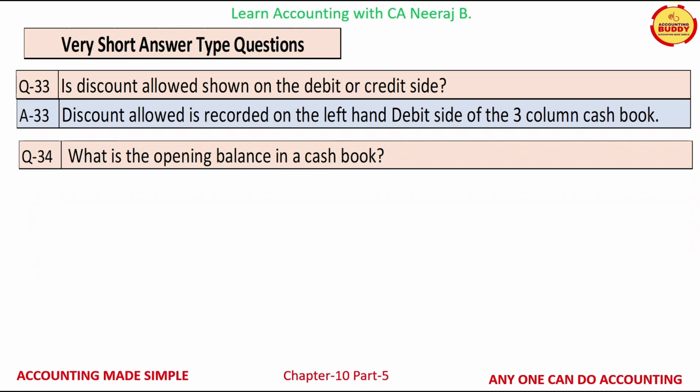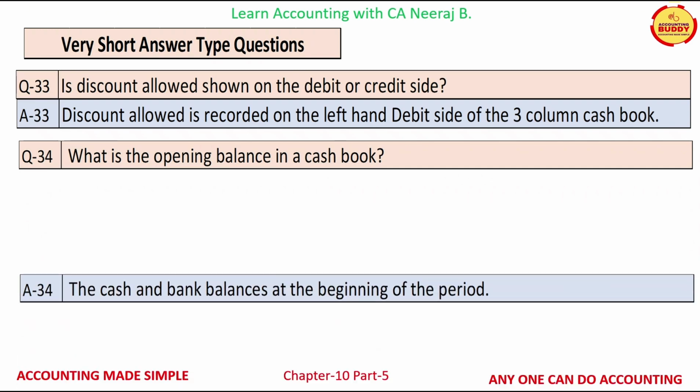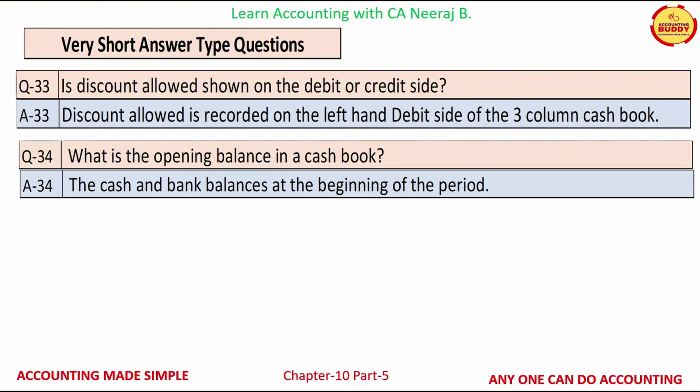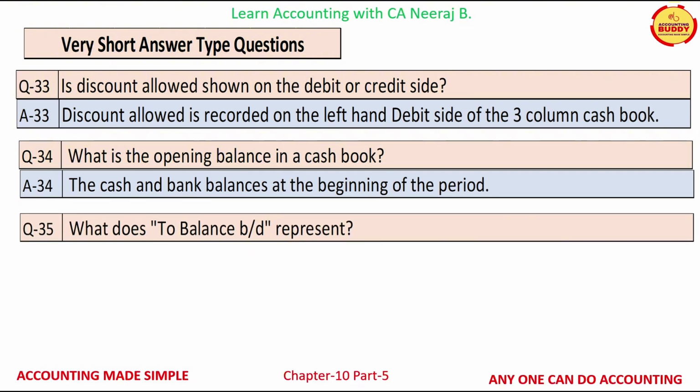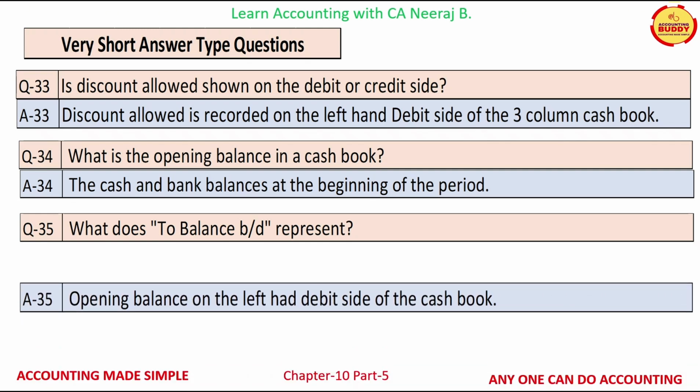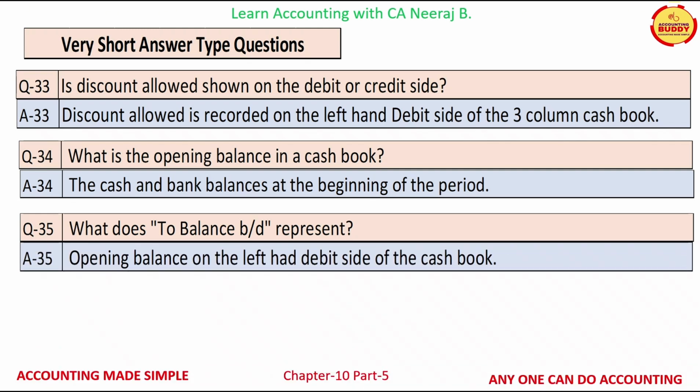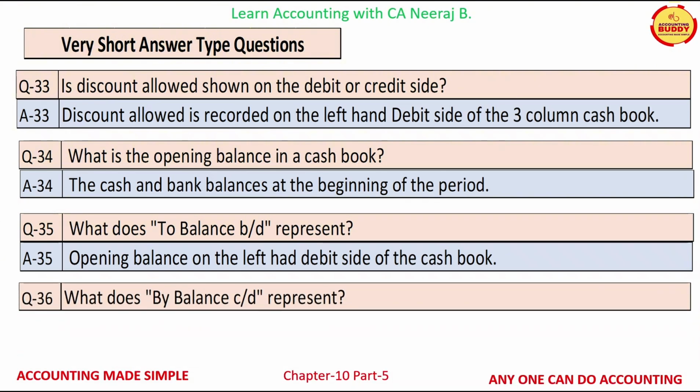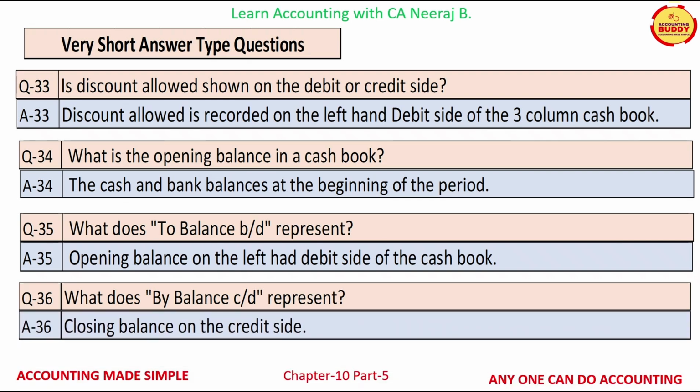Question number 34 is, what is the opening balance in a cash book? And the answer is the cash and the bank balances at the beginning of the period. Question number 35, what does to balance brought down represent? The answer is opening balance on the left hand debit side of the cash book. Question number 36 is, what does by balance carried down represent? And the answer is closing balance on the credit side.